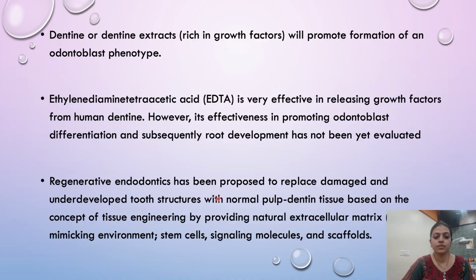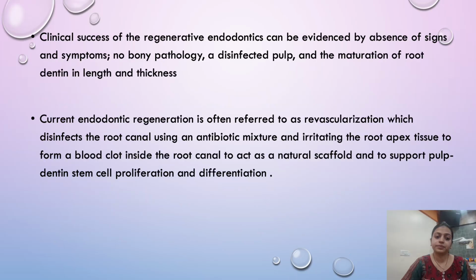Regenerative endodontics has been proposed to replace damaged and underdeveloped tooth structures with normal pulp dentin tissue, based on the concept of tissue engineering, by providing a natural extracellular matrix that mimics the required environment: the stem cells, signaling molecules, and scaffolds. Clinical success of regenerative endodontics can be evidenced by absence of signs and symptoms of any kind of pathology or bony pathology, disinfected pulp, and maturation of root dentin in length and thickness.